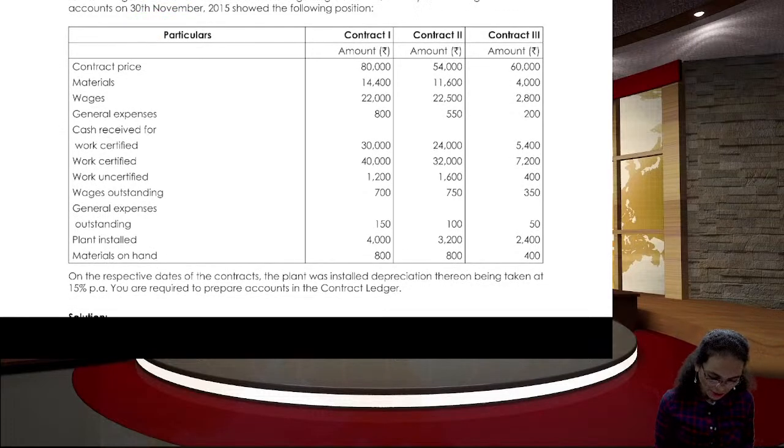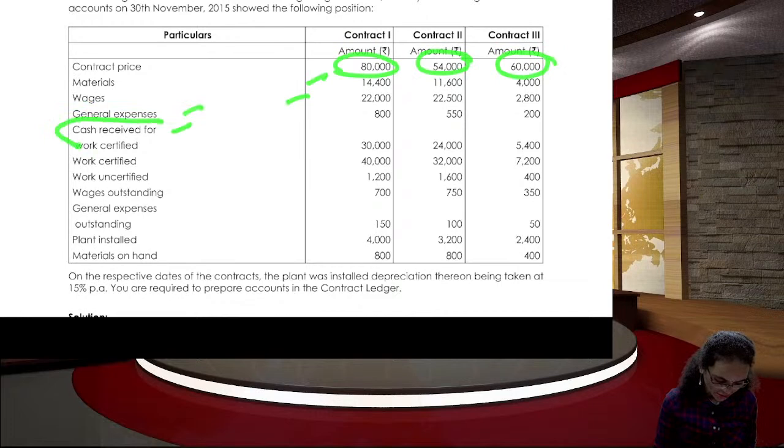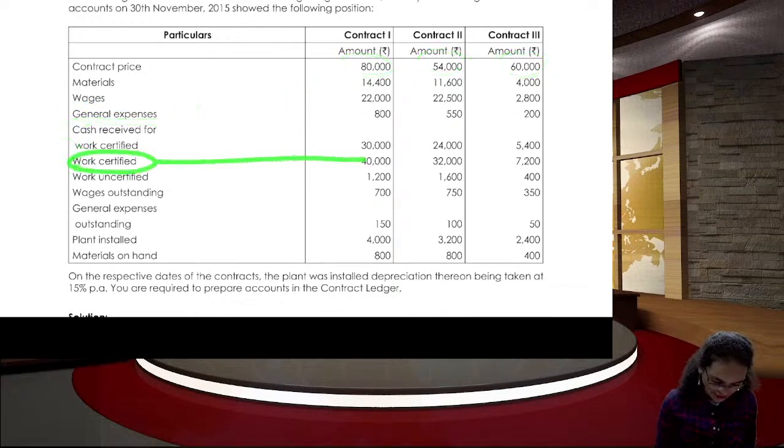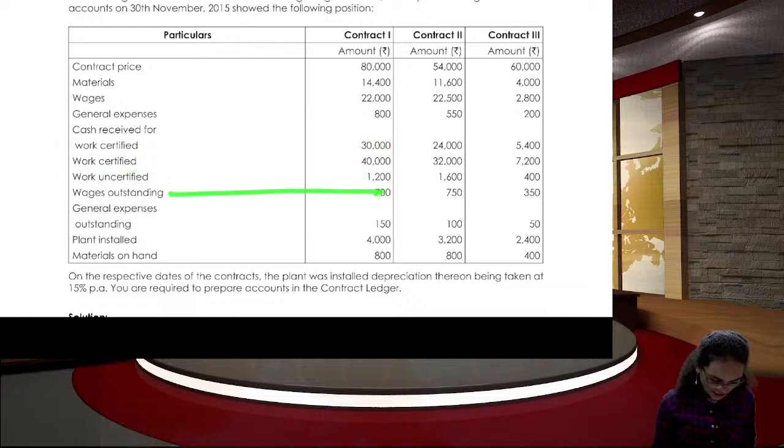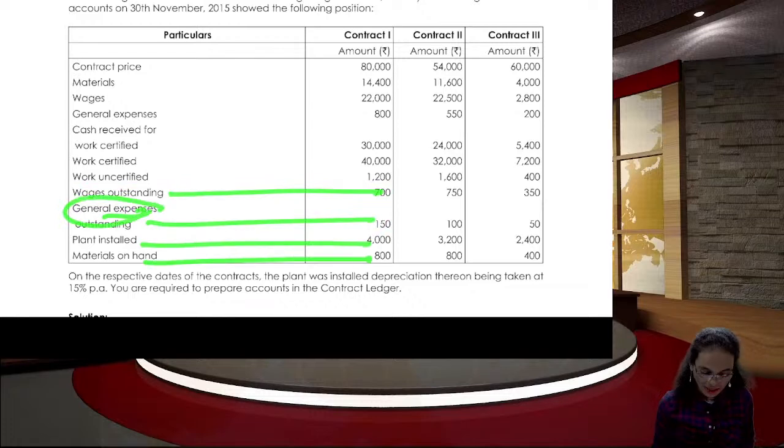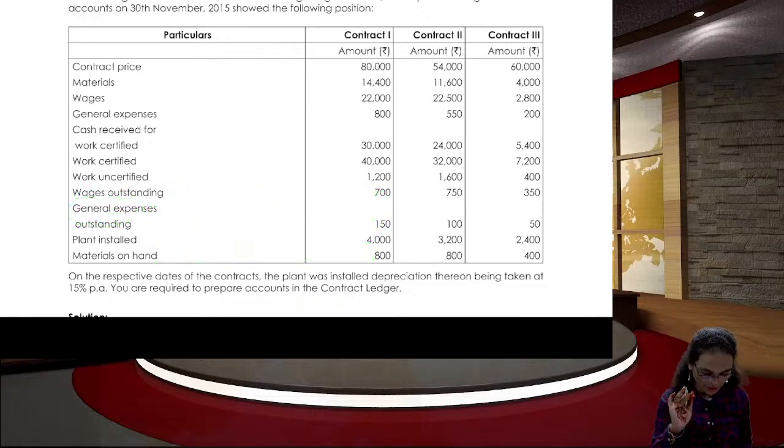So the contract price for the different contracts is given: material, wages, direct expenses, cash received for the work certified, and work certified is this one, cash received for the work certified is this much, and work uncertified is this one, wages outstanding, general expenses outstanding, plant installed, and material on hand. For the 3 projects it is given. See, in the previous question it was for 3 years, only one project for the 3 years, but here there are 3 different kinds of projects.